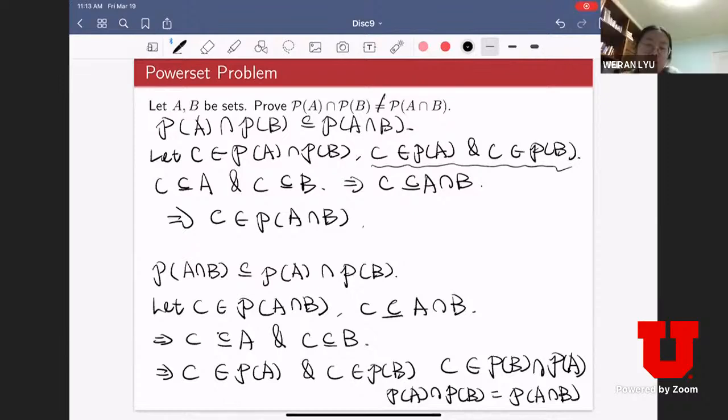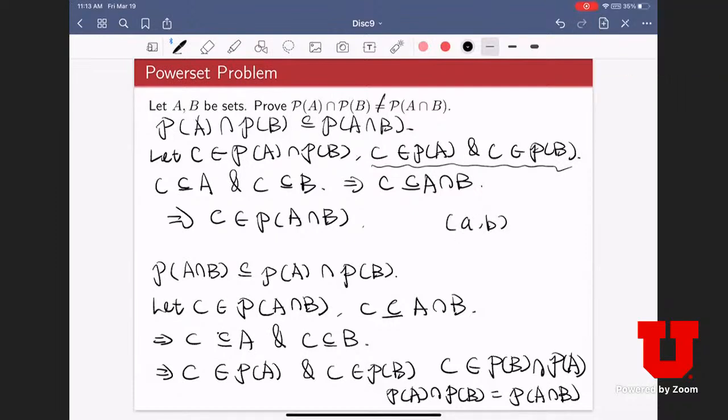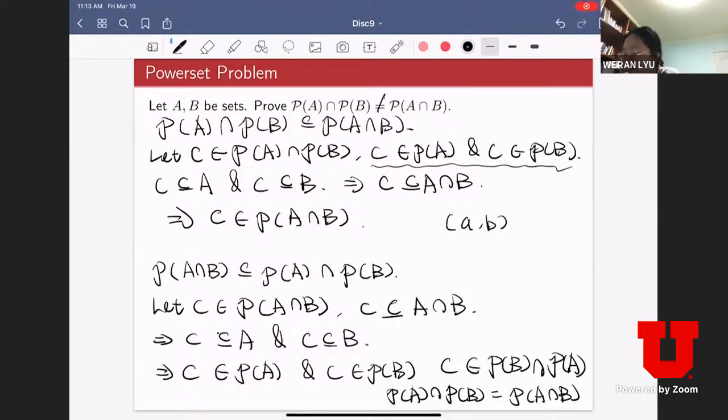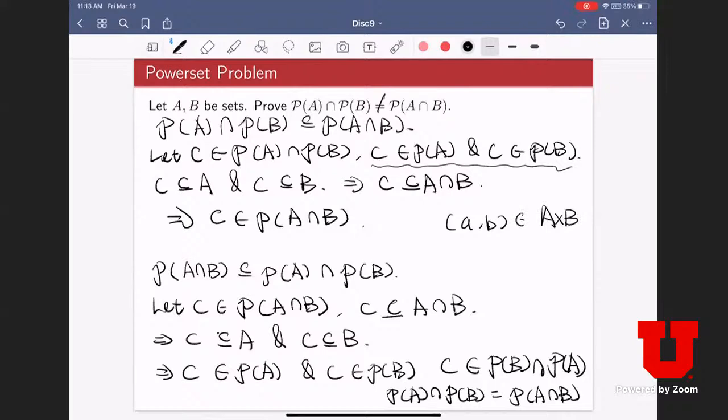So I think, are you talking about the pairs like this AB? Yeah. So for this one, it actually belongs to the A cross B. Oh, okay. Yeah. Okay, so I would need to amend that.